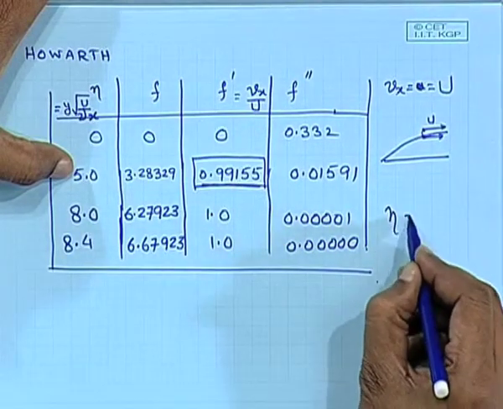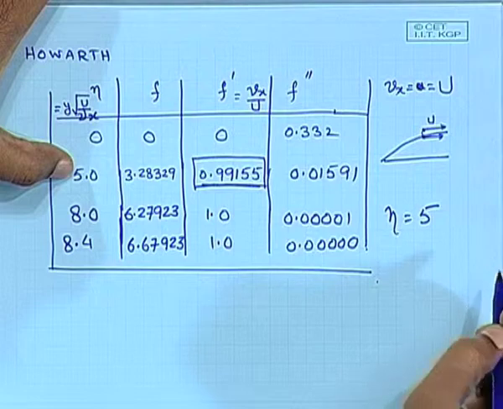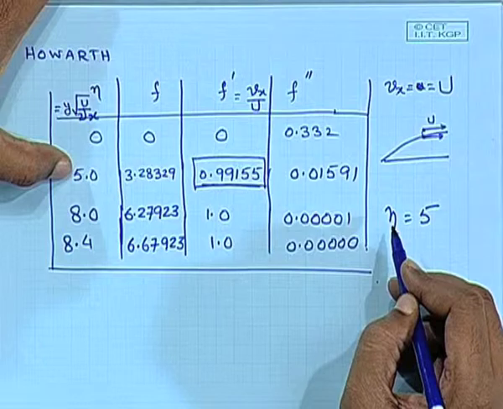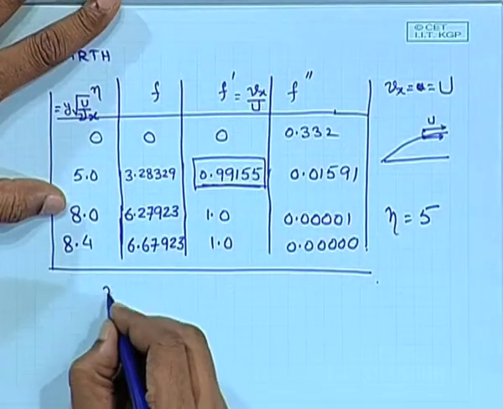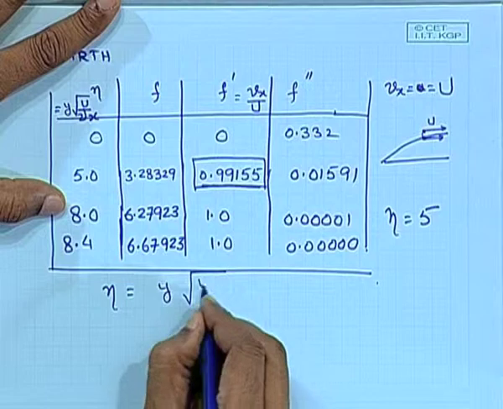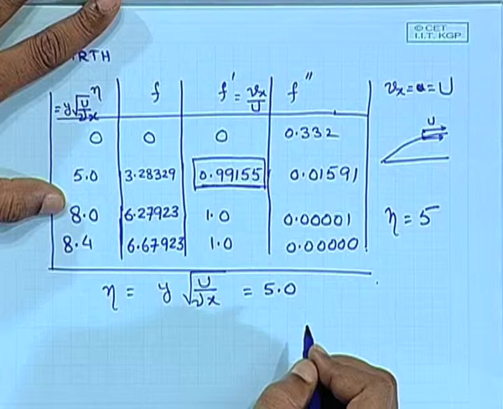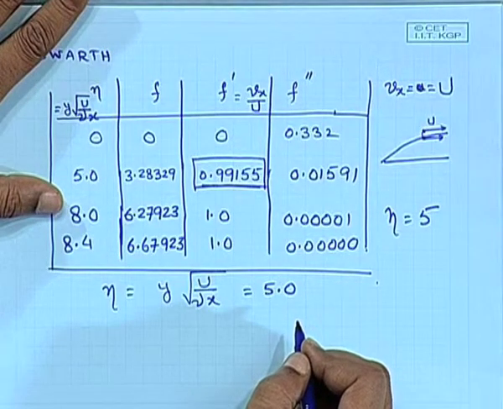So, eta equals 5 is an important number, and that is why I have included the value of eta equals 5 in here. Now, what is the definition of eta? Eta is y times root over u by nu x, and this is equal to 5. This is the condition at which we reach the disturbance thickness or the edge of the boundary layer. So, what change can you make in this expression? Would you like to change any of the independent variables in here?